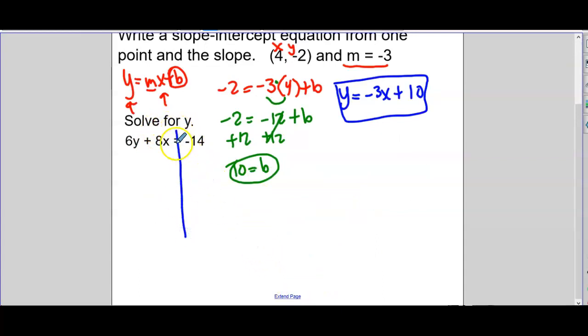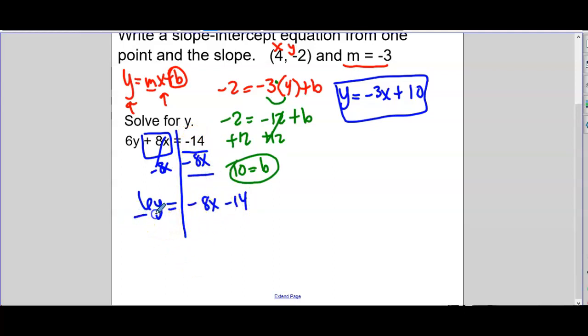The other part of this one said to solve for y, so we're looking over here, we're rewriting that equation. So I'm going to get rid of the parts without y first. I'm adding 8x, so I'm going to subtract 8x from both sides. And remember, I can't combine terms that are not like terms, so I'm going to have 6y is equal to a -8x and then a -14. Those two terms are not like terms, this and this, so I can't do that.